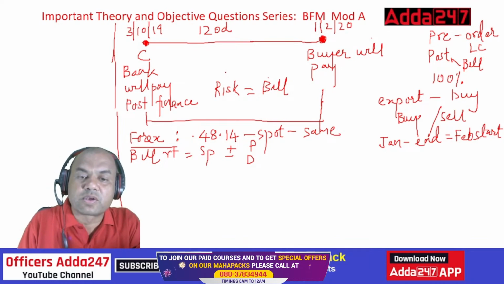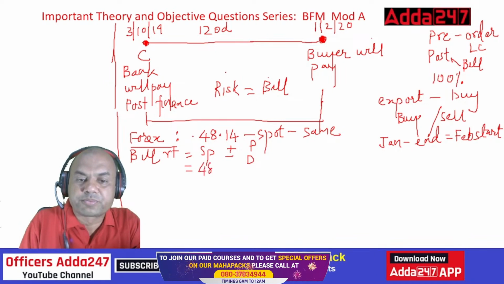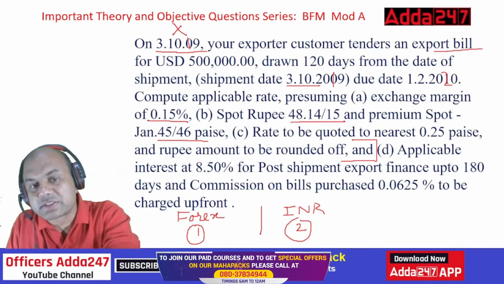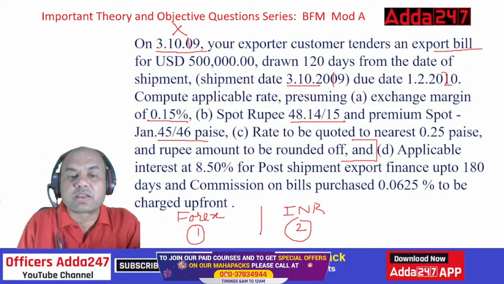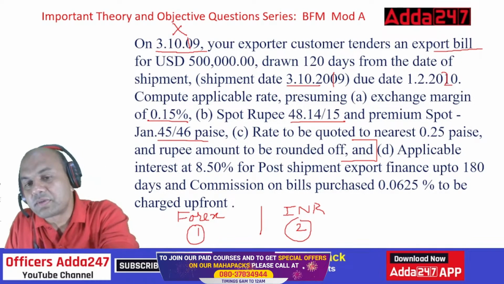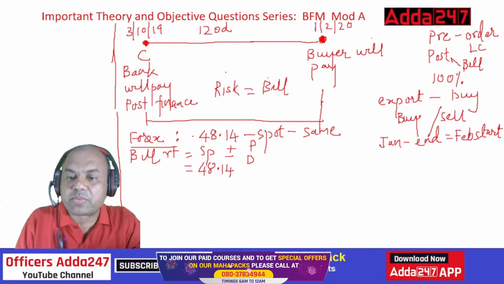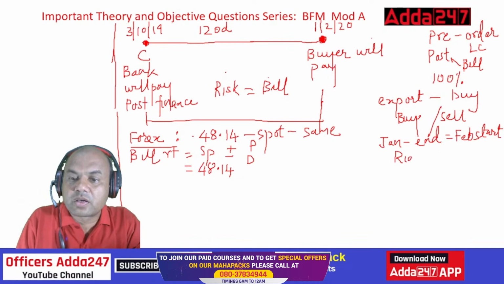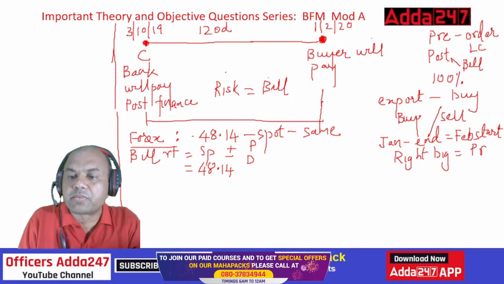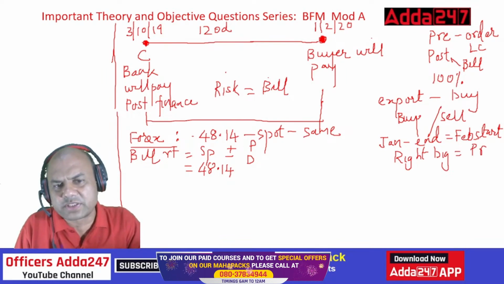See, this rate is calculated like this. 48.14 spot plus, now is this a premium or a discount? See this, the right side is bigger. When you are in the forward market and the right side is bigger, always remember it's a premium. Right big equals premium, and left big equals discount, vice versa.